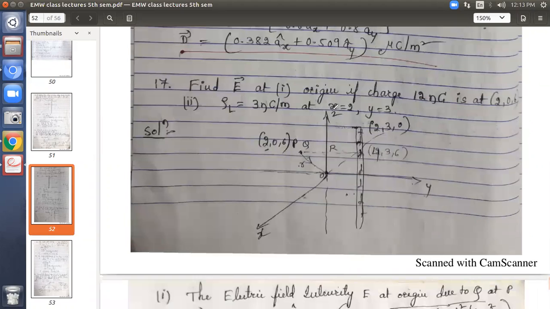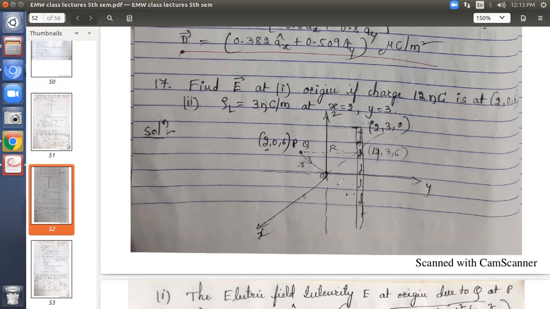So let us first try to position the linear charge. Where will the line charge be placed? X equal to 2, somewhere here I will get positive direction. Y equal to 3, positive direction, somewhere here. Z has no movement, so somewhere here the line charge lies. This is the position, this is one point.